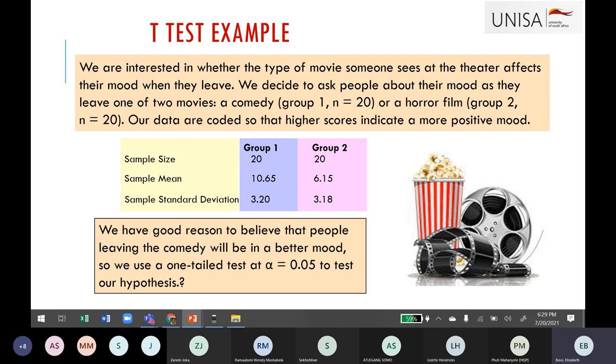So as a researcher, we have a good reason to believe that people leaving the comedy will be in a better mood. So we use a one-tailed test at alpha 0.05 to test our hypothesis. They gave us the information that we required, and we also have all the facts that we require.